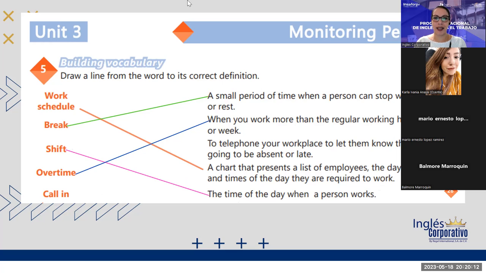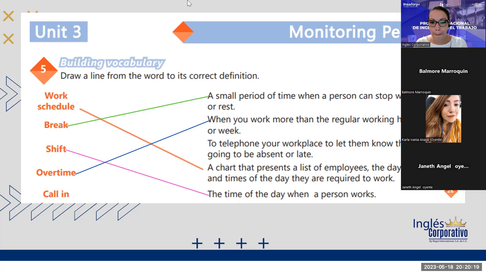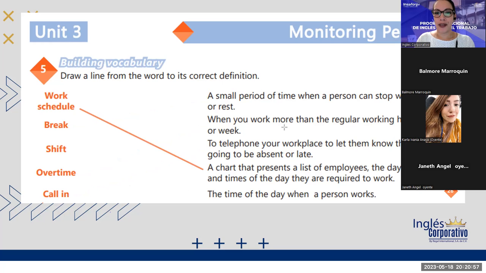Perfect. And last one, call in. To telephone your workplace. Okay, yes. Call in is to telephone your workplace to let them know that you are going to be absent or late. So good, excellent job. Thank you everybody for your participation. You are amazing. So is there any question here? The vocabulary is really simple, right? Okay, well, let's move on to the next thing.